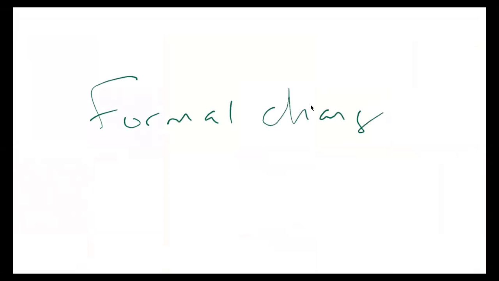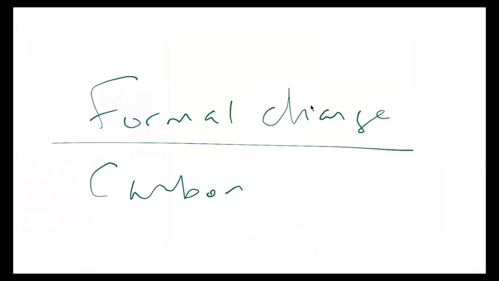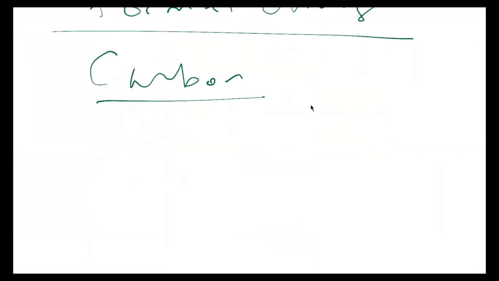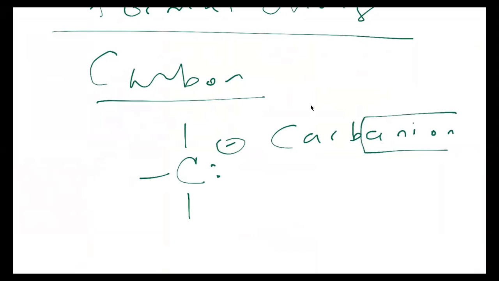Let me give you some info on formal charge right here. For carbon, if it's negative, it's going to have 3 bonds to it and a lone pair. This is what we call a carbanion. You remember the anion part from Chem, yes? Anion means negative. So a negatively charged carbon is going to have 3 bonds to it and a lone pair.